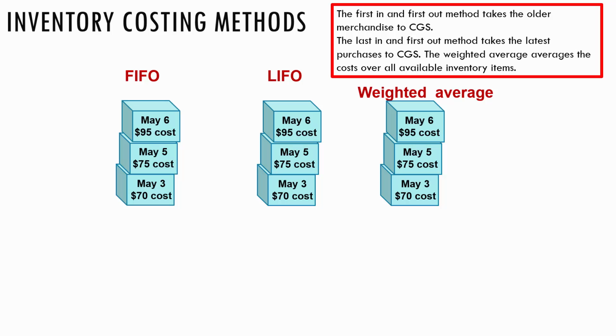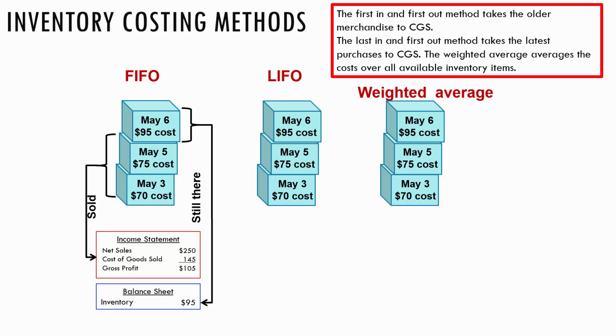On the other hand, if we don't really know which batch this particular item comes from, let's say it's a shampoo bottle and it's not something like an automobile, then we have to use conventions. And one of the conventions is first in, first out. Another one is LIFO, last in, first out. And the last one is weighted average.